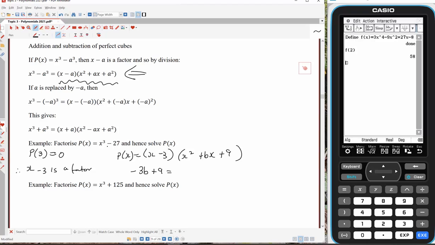Now, what's the coefficient of the x term here? Well, there isn't one, but it would be 0x. So it's going to be 0. Negative 3b equals negative 9, b equals 3. So therefore, what we're going to say is p of x equals x take 3, x squared plus 3x plus 9. All right, we're ready to use the null factor law. So we're going to say that x is equal to 3.